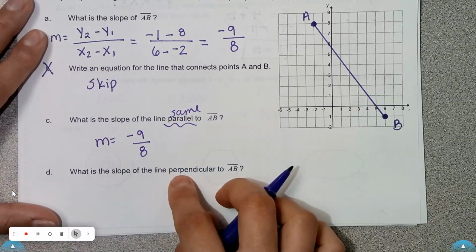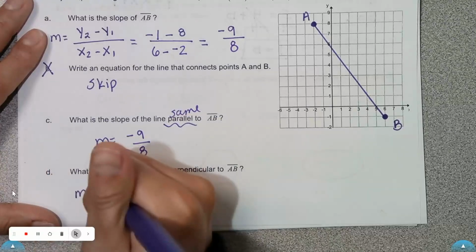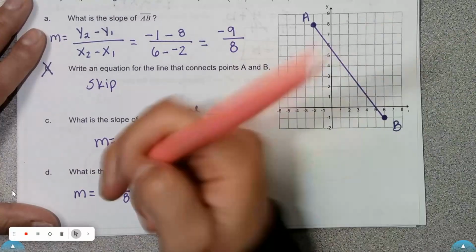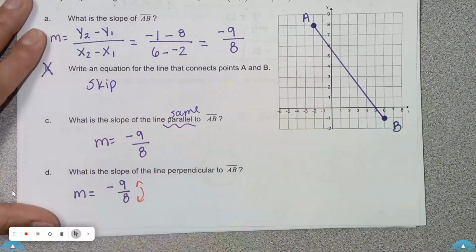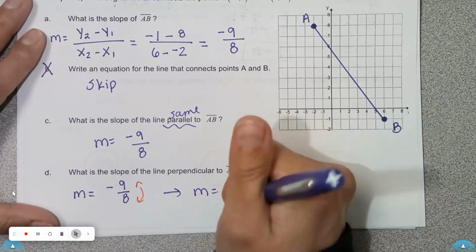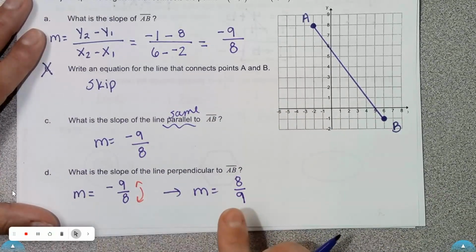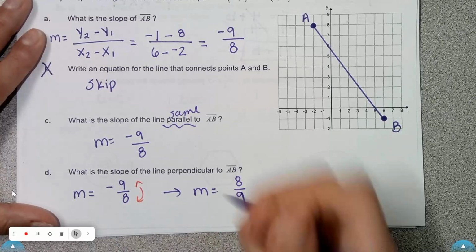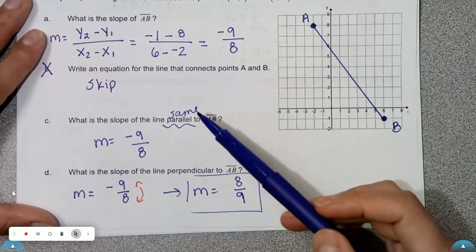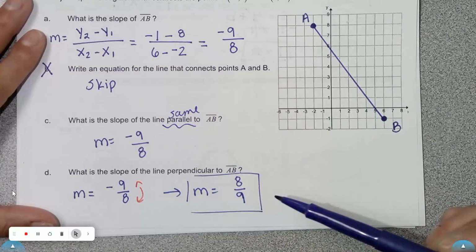Remember, for perpendicular, I have to flip and I have to switch it. So if my slope at the moment is negative 9 over 8, right, because that's the original one, if I flip my numbers, I get 8 over 9. And because my slope at the moment is negative, my new slope will become positive. So this is my final slope. This is my perpendicular slope. So just keep in mind, parallel is the same, and perpendicular is you flip and you switch them.